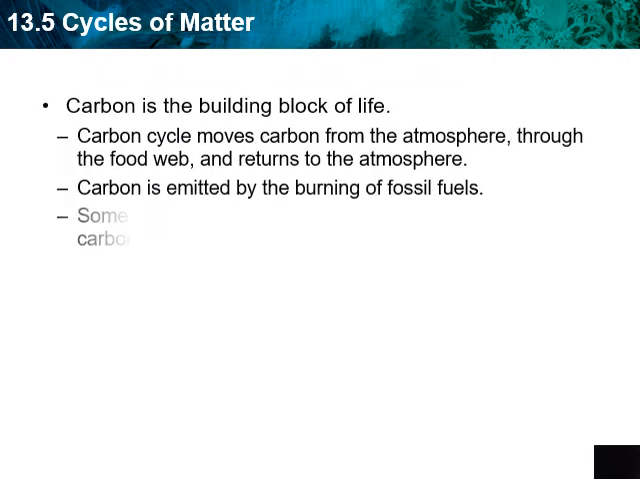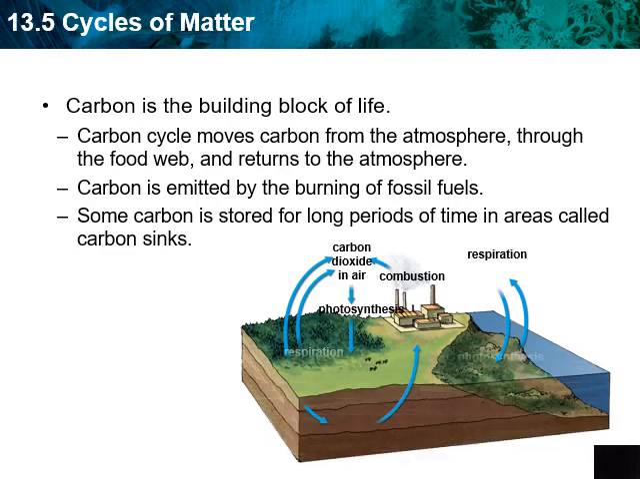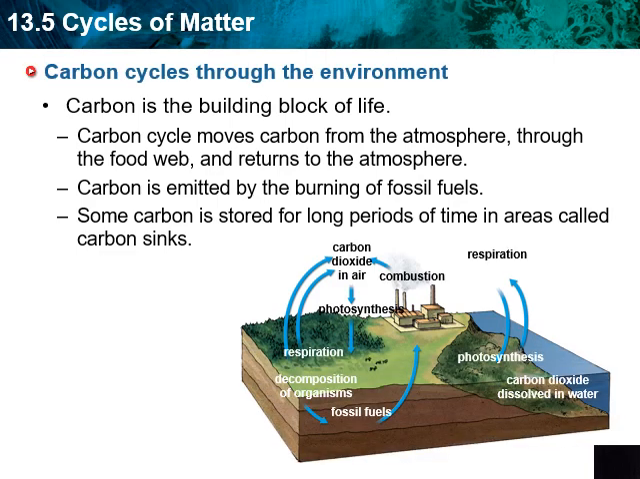So carbon is the building block of life, and carbon moves through the environment in several different ways. It moves through our food web, and it's also in our atmosphere. Carbon's emitted not only from cellular respiration as carbon dioxide, but also by the burning of fossil fuels. And that can be very, very detrimental. As we know, global warming is because of the burning of fossil fuels, because we have a huge amount of carbon dioxide in our environment.